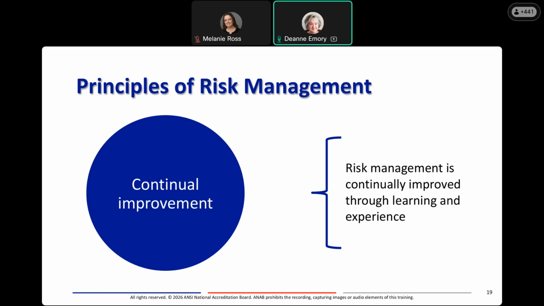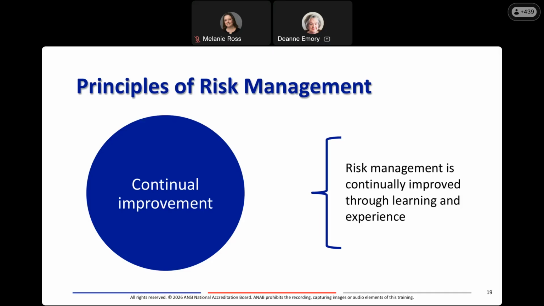And finally, risk management will lead to organizational continual improvement. However, risk management in itself is also continually improving through review, learning, and experience by the organization. Remember, one last time, risk management is iterative. You have to be reviewing and learning from your experience. The best information available is always changing.